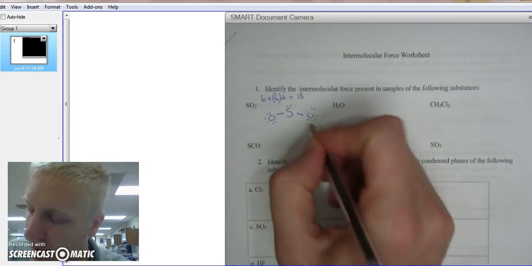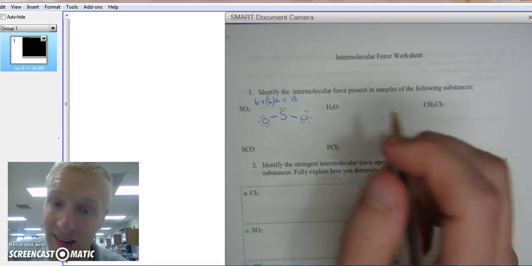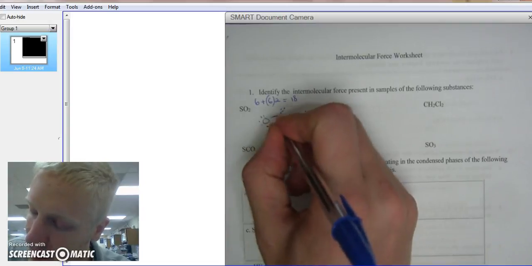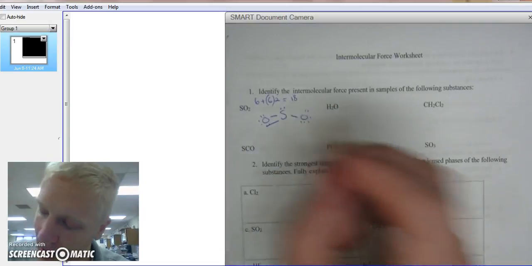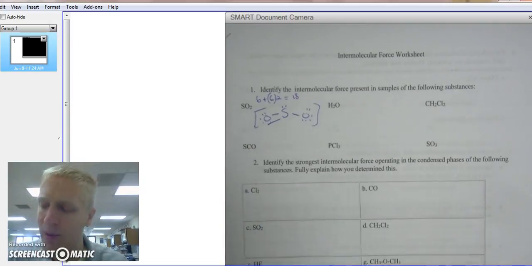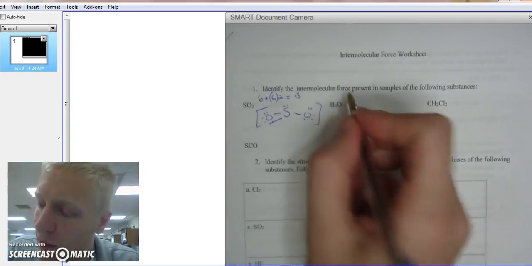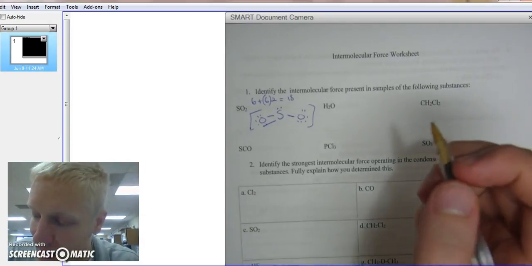2, 4, 6, 8, 2, 4, 6, 8, 2, 4, 6. We're going to have a double bond. It looks like resonance is happening. So that's going to be one structure. And, you know, technically I would draw both structures, but for this moment, in this situation, we're not looking at drawing a Lewis dot structure. We're just looking at what's the intermolecular force present.